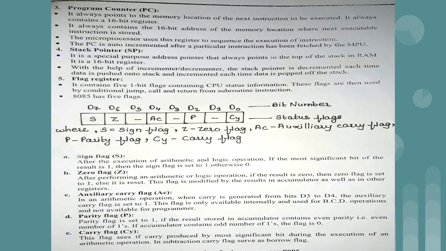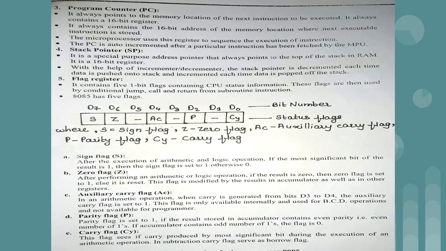Then the next element is the stack pointer. It is a special purpose register which always points to the top of the stack in a RAM. So actually this particular definition is difficult. In simple words, if suppose we have executed some instruction, the memory address of the last instruction which we have executed is stored inside the stack pointer. So basically it contains the memory location of the instruction which is currently executed, the latest instruction execution.